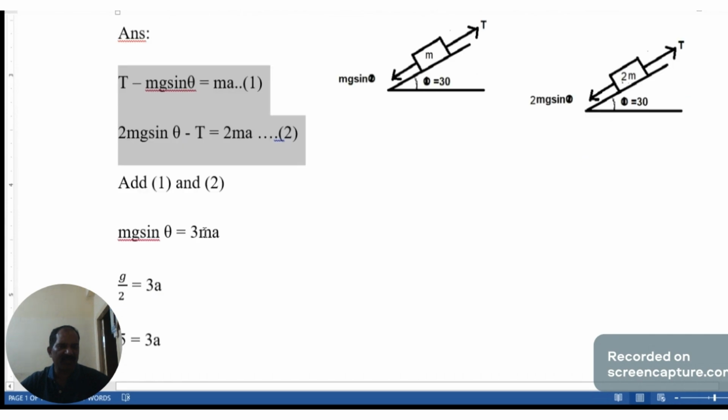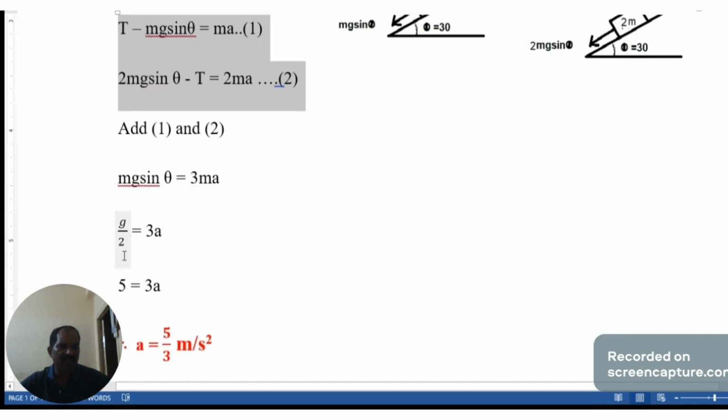m and m can be cancelled, and sine theta, we already know theta is equal to 30, so sine theta is equal to 1 by 2. So we'll have g by 2 is equal to 3a, and g we will take as 10. So g by 2 is 5, equal to 3a. So a is equal to 5 by 3 meter per second square.